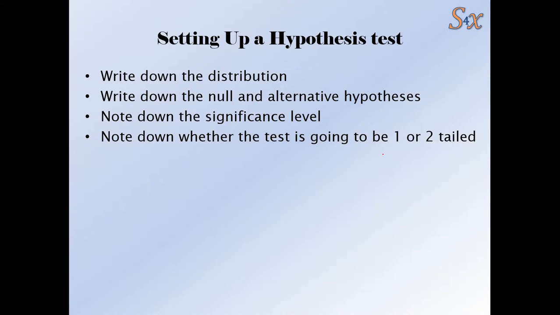If your alternative hypothesis has a larger than sign or a less than sign, it's going to be one-tailed. If it's got a not equal to sign, it's going to be two-tailed. So look at your alternative hypothesis. That'll tell you whether we have a one-tailed test or a two-tailed test. In a one-tailed test, we only have one critical region. In a two-tailed test, we actually have two, one on each side.